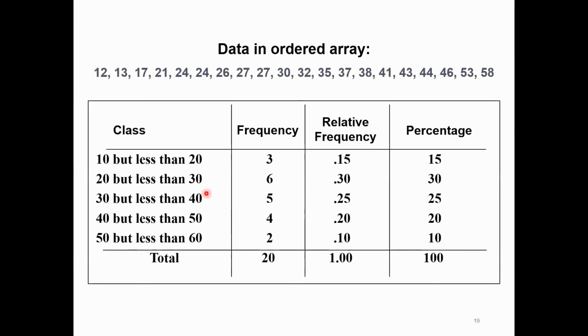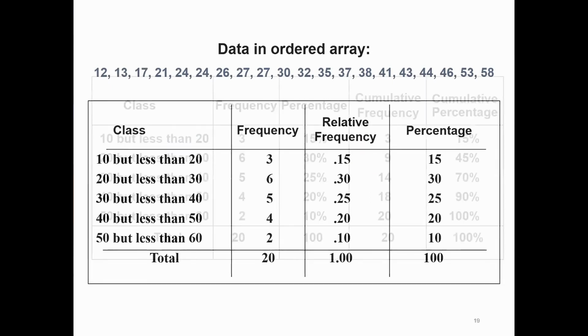And this would be what your table would look like according to the data that is arranged in ascending order. So between 10 and 20, there are 3 data points. So what is your relative frequency? Well, there are 3 data points out of a total of 20 data points. Then for 100, it would give you 15% or 0.15 in relative frequency terms.